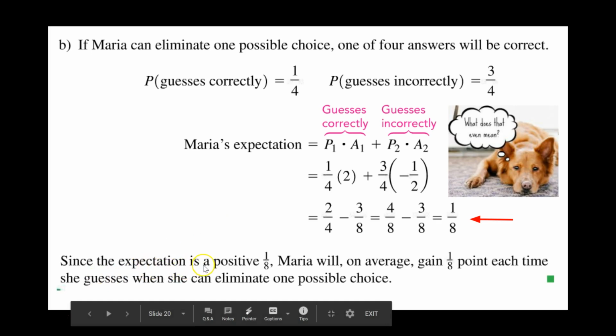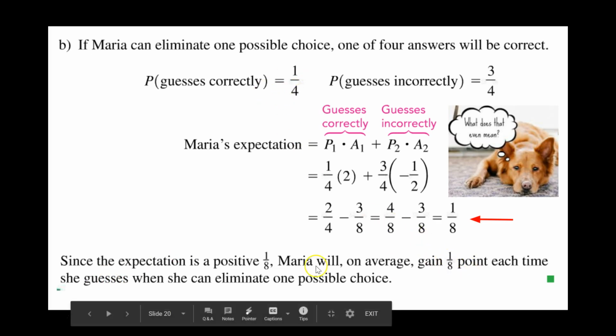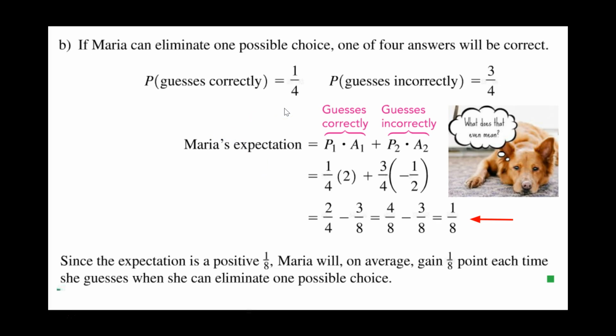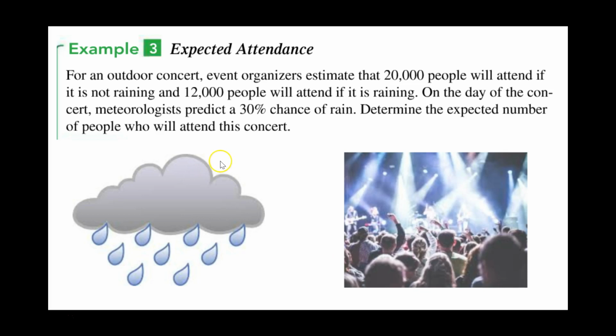So since the expectation is a positive 1/8, not a negative, Maria on average would gain an eighth of a point each time she guesses. So anytime she guesses now, if she can eliminate one choice, it boosts her 1/8 of a point in the long stretch. So that's probably her best strategy: if she can truly know that one of them is not the right answer, and then she guesses, she gains at least 1/8 of a point toward her score increasing.